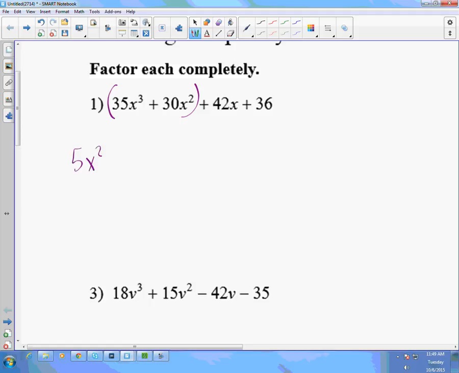5x squared. It's not just 5, but it is 5x squared. And when you said x squared, you don't need to say x. Yes, they both have x's. The smallest quantity of x's is x squared.